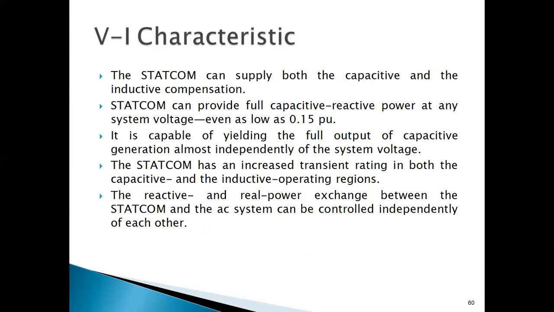Because of this, another advantage is there. In the case of line outage, the voltage will come down. At that time, it will not affect because minimum voltage is enough for reaching its maximum. So its capacity generation output will not get affected because of the outage. Another advantage is that it can supply both capacitive as well as inductive compensation. And it has increased transient rating in both capacitive and inductive operating regions.